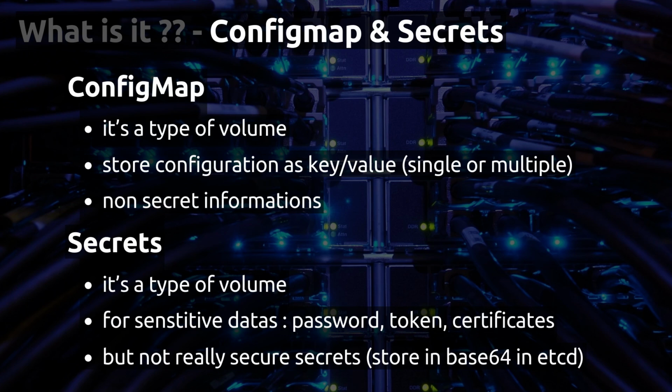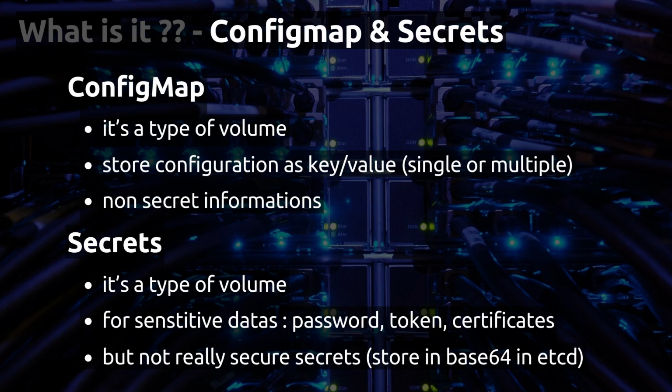So a ConfigMap or a Secret is just a kind of volume. This is really important to know. That means that you can mount a ConfigMap and a Secret inside a pod. So this is basically the first thing that you need to know.